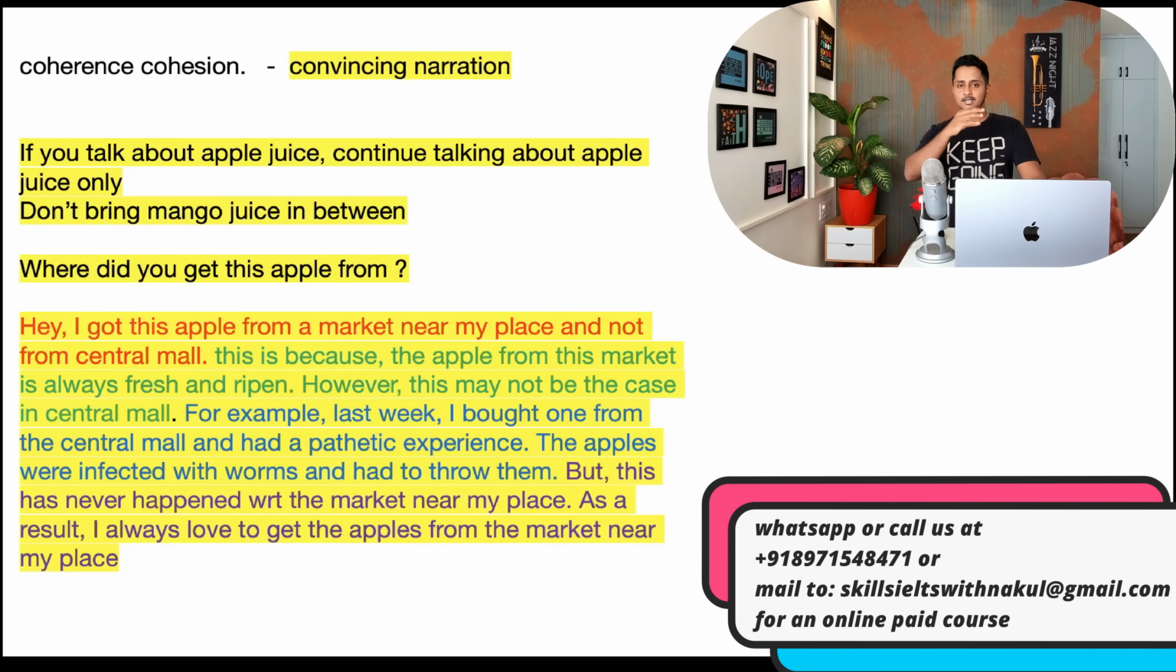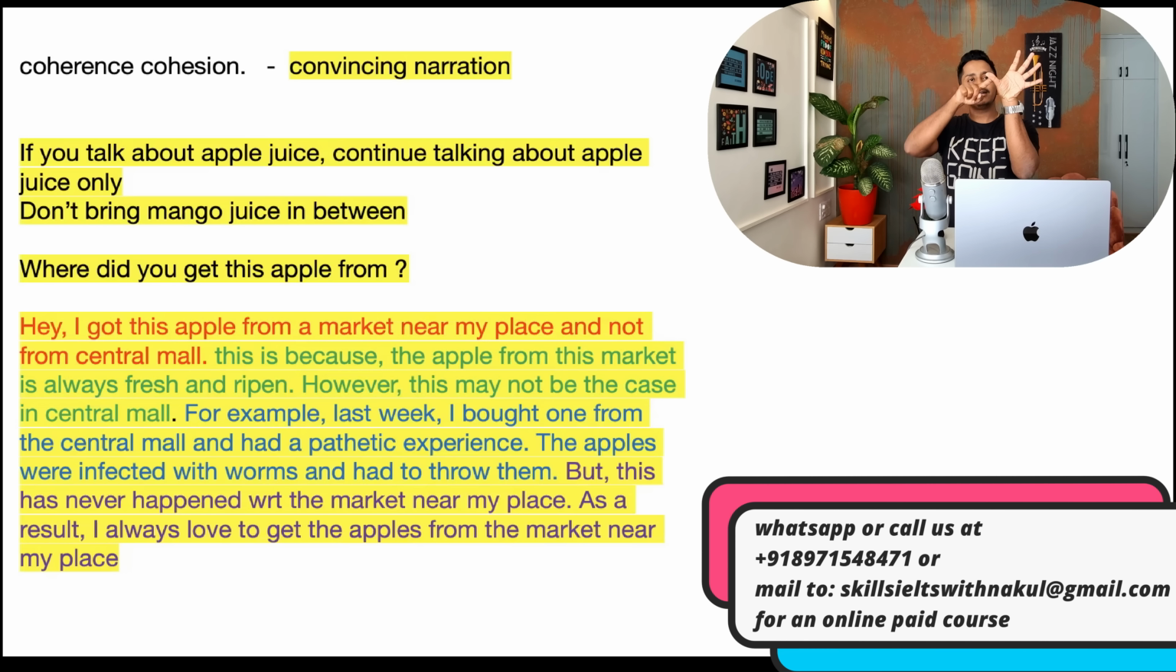This is because, for example, as a result, we have a list of things. Talked about what? Talked about the apple taken from a market and not from Central Mall. The entire thing is talking about one particular group. In that group, we have the apple, the Central Mall, and a market near my place. Entire thing is grouped and it is talking about these three things only, but with a structure, with the template.